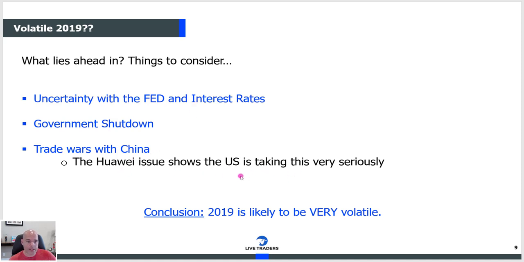We're obviously taking this very seriously. What was my conclusion? This was written 8-9 months ago. 2019 is going to be volatile. Well, you would not have thought that in January, February, March, because the market went straight up. How about the last 2 months? How about the last 3 or 4 days? Now you're starting to see things are catching up to this economy.